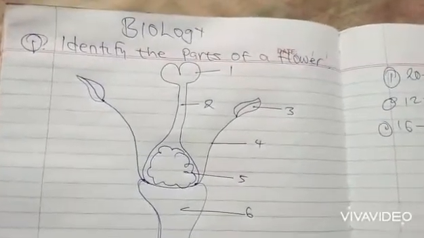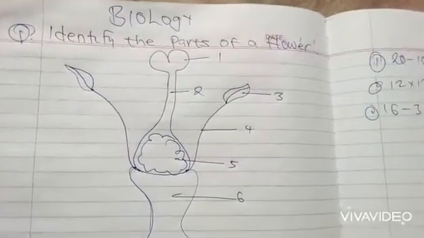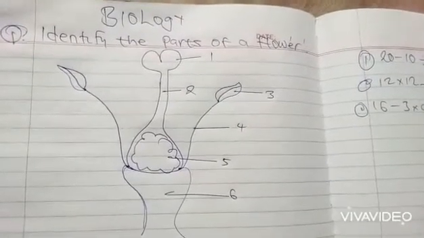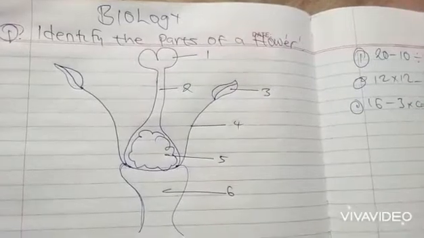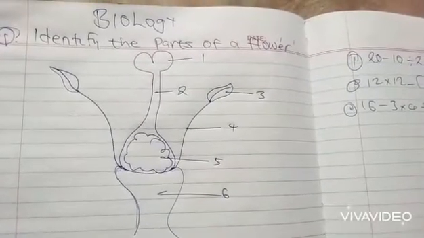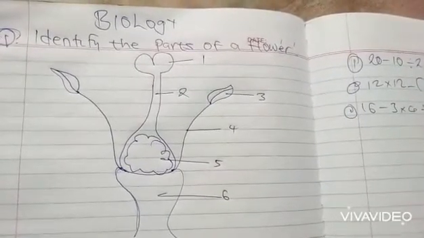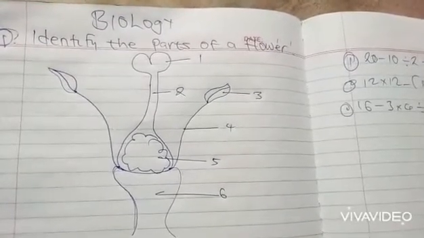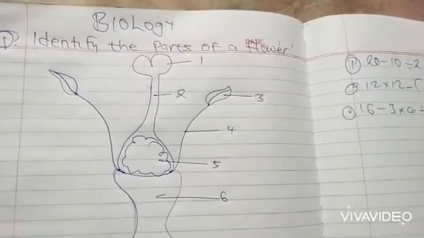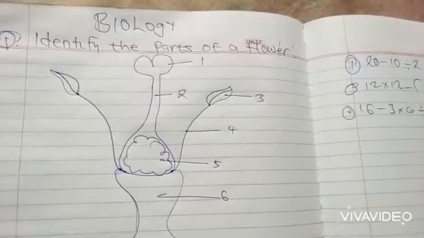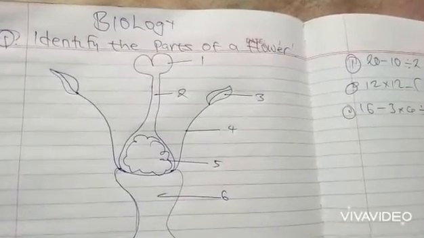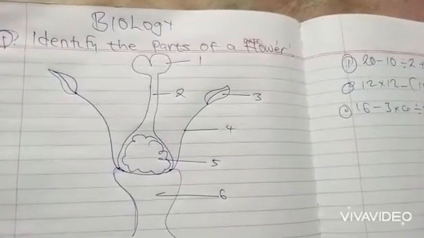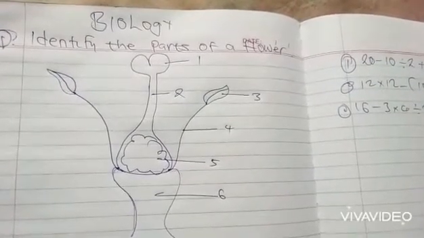Let us do biology. We look at the parts of a flower. We also identify their names. So the question is, identify the parts of a flower. What are the names of these different parts of a flower shown by numbers 1, 2, 3, 4, 5, and 6? Alright, we begin with part 1.